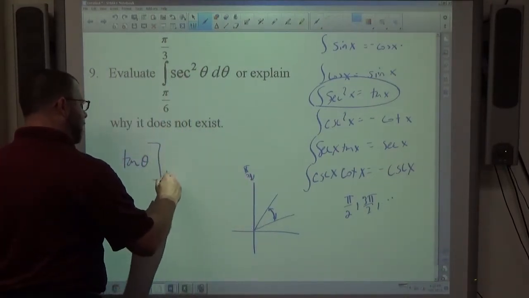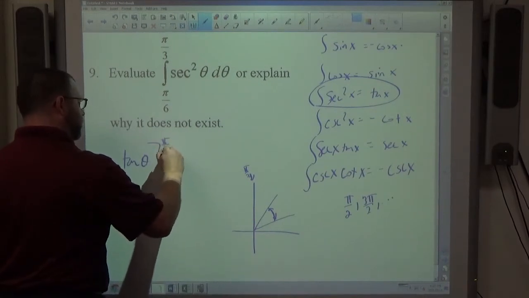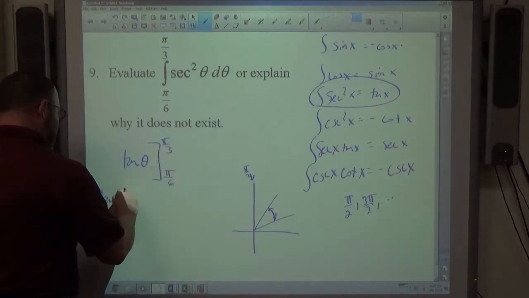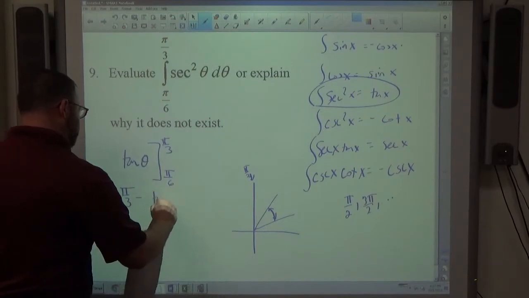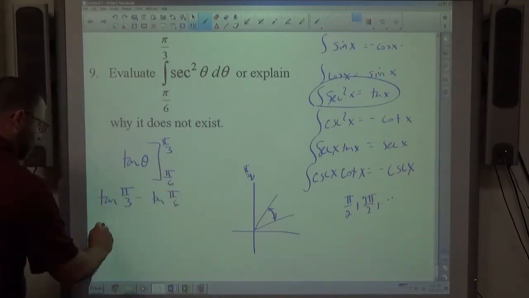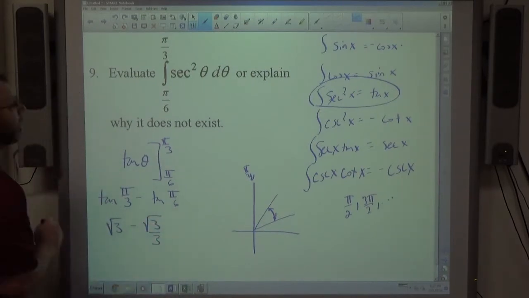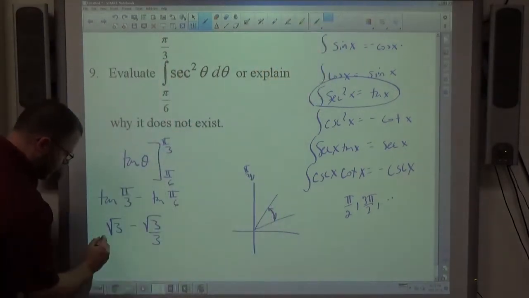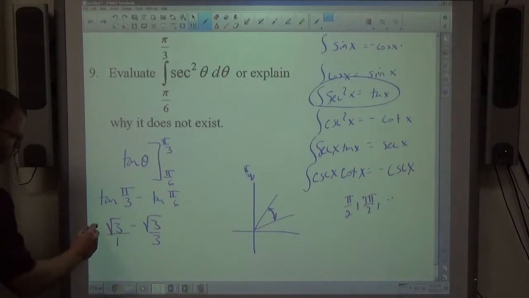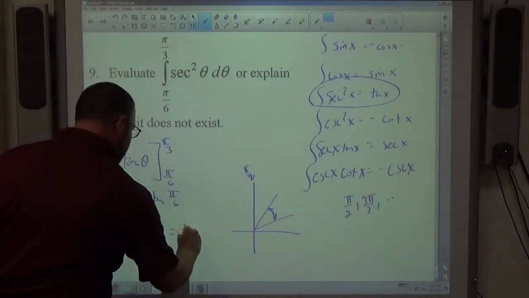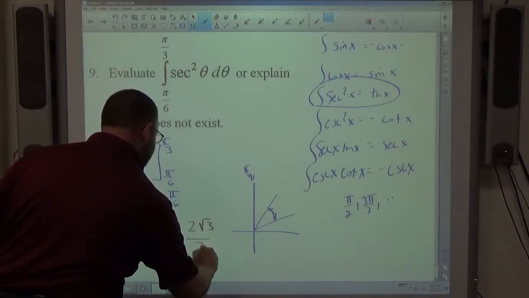We're going from pi over 6 to pi over 3. So we have to evaluate tangent of pi over 3, subtract tangent of pi over 6. The tangent of pi over 3 is the square root of 3. The tangent of pi over 6 is the square root of 3 over 3. That's the square root of 3 over 1, so 3 times the square root of 3 over 3 minus square root of 3 over 3 makes 2 times the square root of 3 over 3.